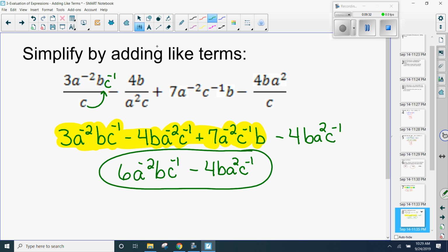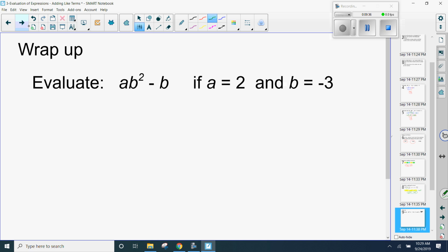Question. I would move everything to the numerator to make them look the same. All right. I don't care if you use a marker. Evaluate this one.